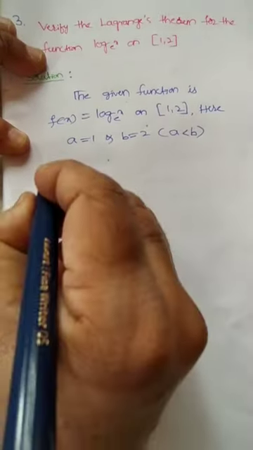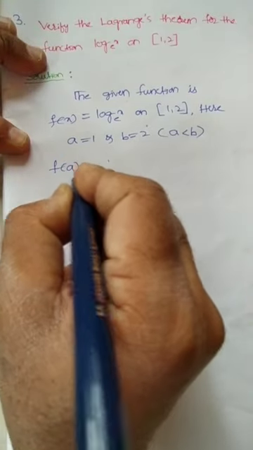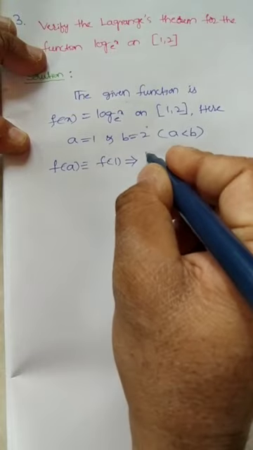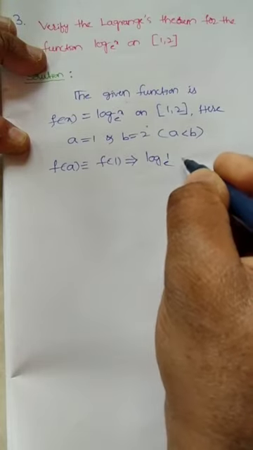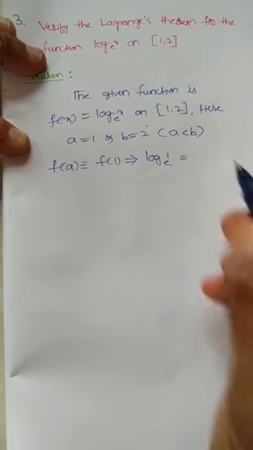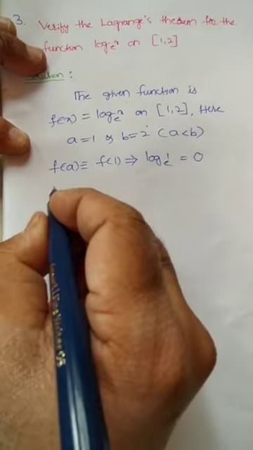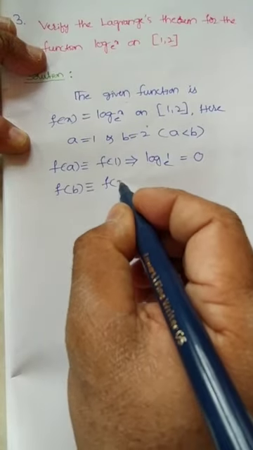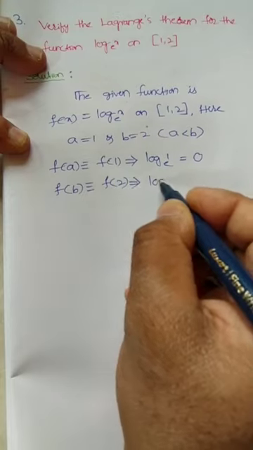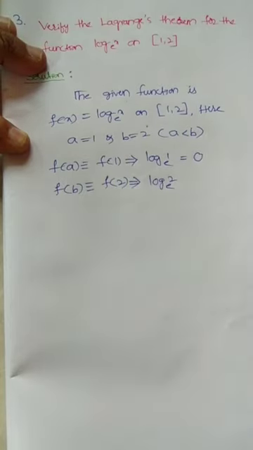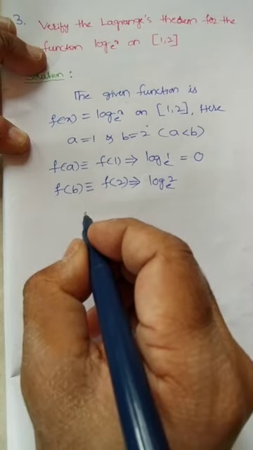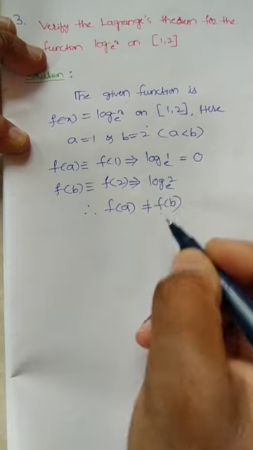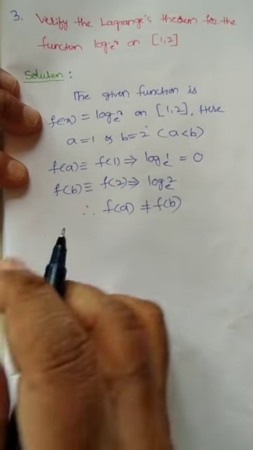Now f of a value is what? F of 1 implies log 1 with base e, whose value is 0. Now f of b means f of 2, which implies log 2 with base e. So here we are observing, therefore f of a is not equals to f of b. So now we are moving to verify the Lagrange's theorem here.